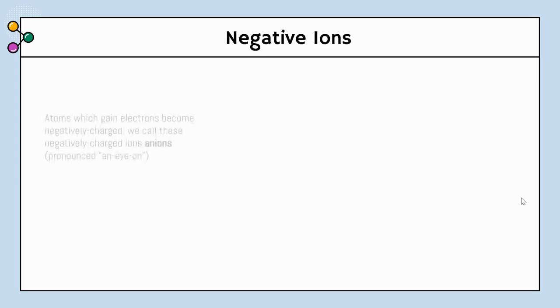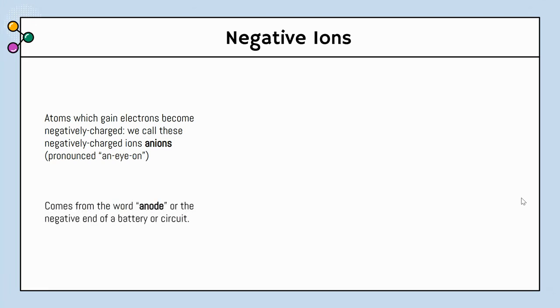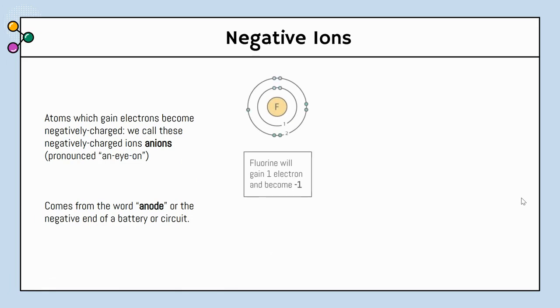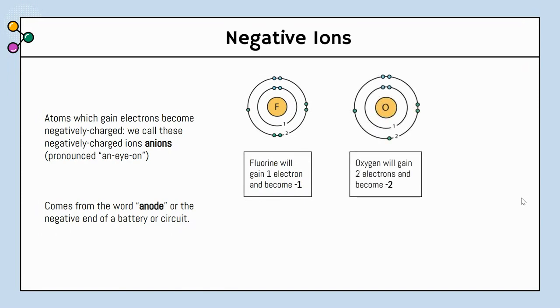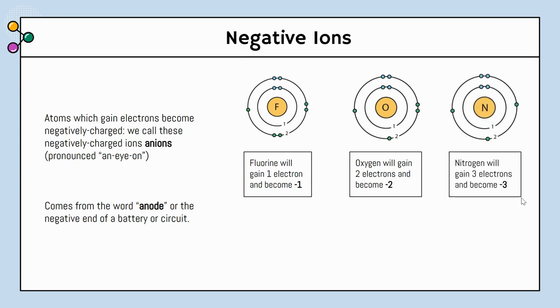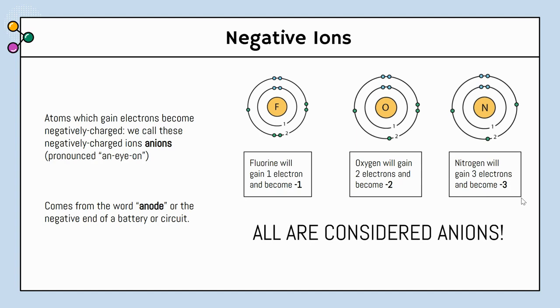Negative ions, on the other hand, we call these anions when they gain electrons and become negative. This comes from the word anode, or the negative end of a battery or circuit. If we look at examples like fluorine, it has one spot open in its valence shell, so it becomes -1. Oxygen is going to gain 2 electrons to fill that valence shell, it becomes -2. And nitrogen has 3 single electrons, so it's going to gain 3 electrons and become -3 charged. Every single one of these is considered an anion.